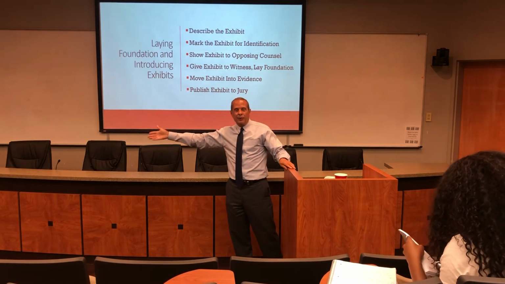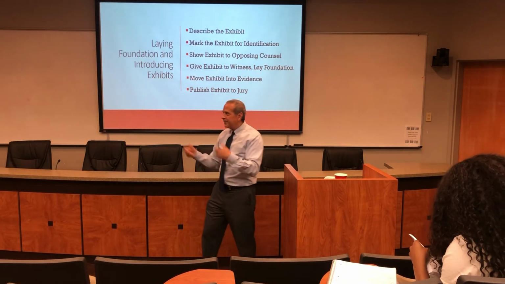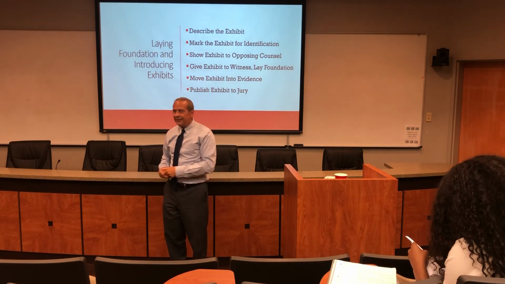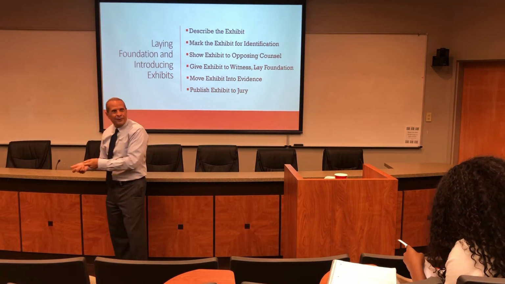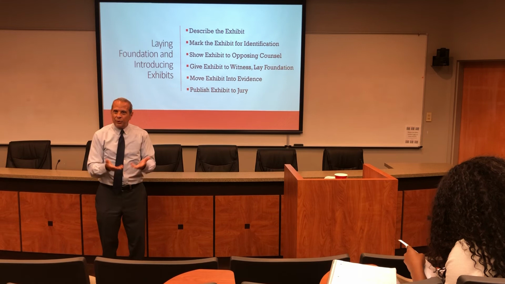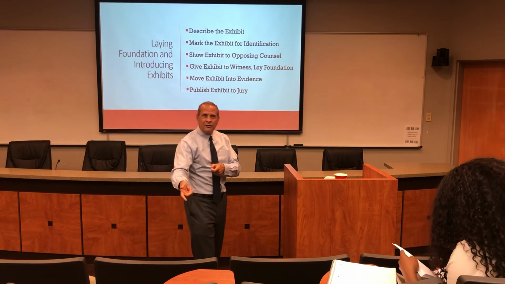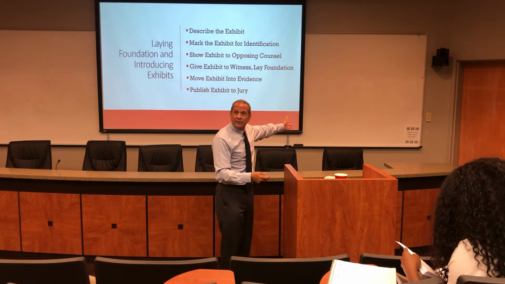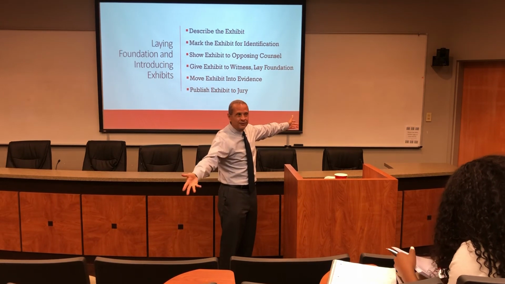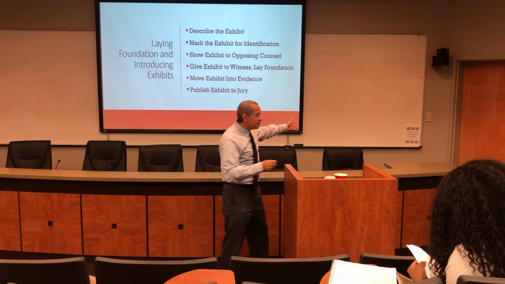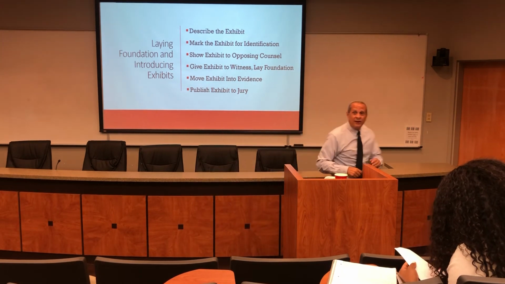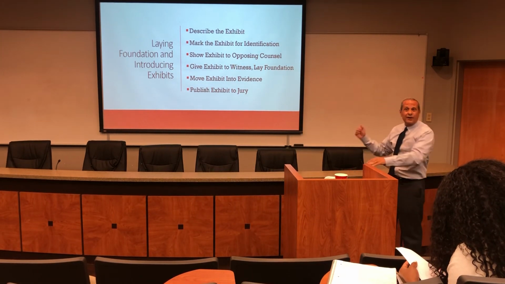Permission to have the clerk identify this as plaintiff's next in order, right? Go with the clerk, get it done. Play nice, show your toys, right? Let the record reflect I'm showing plaintiff's one for identification to opposing counsel. Your Honor, may I approach the witness, right? After, of course, he's had a chance to look at it. Okay, Mr. Witness, I'm showing you plaintiff's one for identification. Do you recognize this? How do you recognize it?